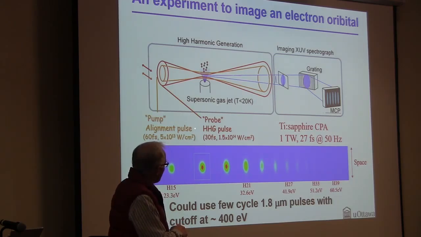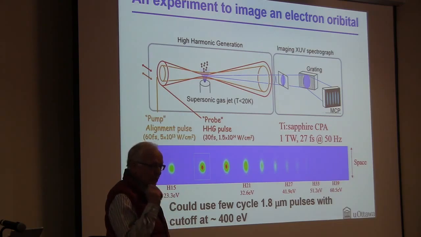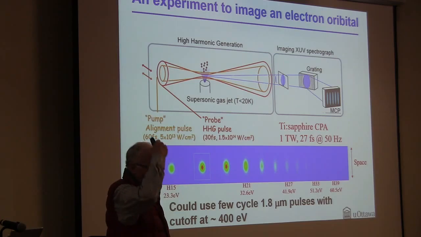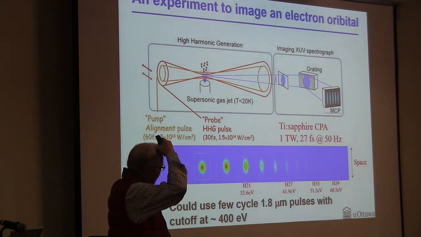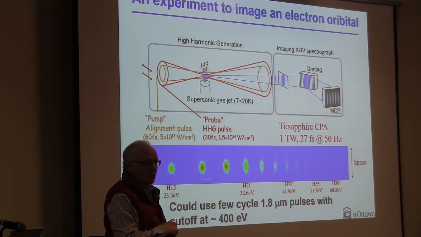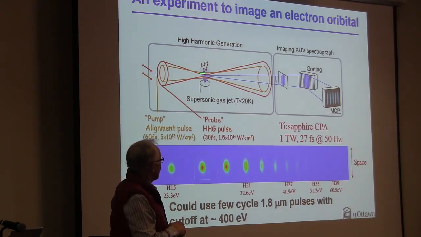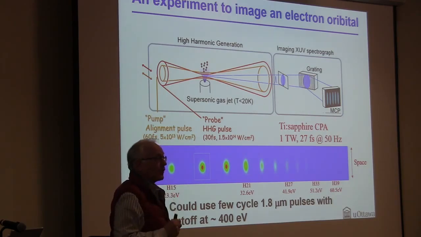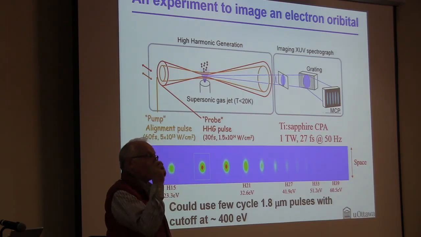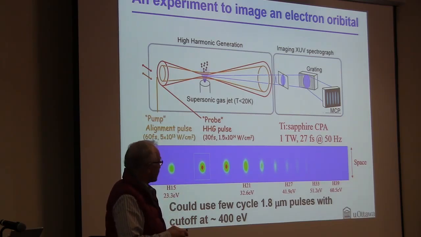The probe pulse, which is going to make high harmonic generation, must be more intense. Its intensity is 1.5 times 10 to the 14. Its duration is shorter, it's about 30 femtoseconds. And so it comes in and it's focused from a larger size outside and therefore to a smaller size inside, hoping to overcome and have a uniformly illuminated sample, a uniformly aligned sample in the center. The harmonic beam is then brought out and picked up at a microchannel plate off of a grating.